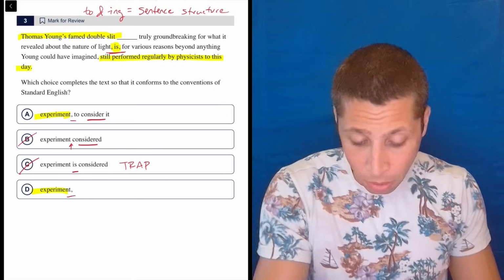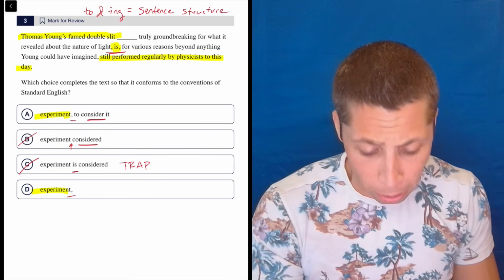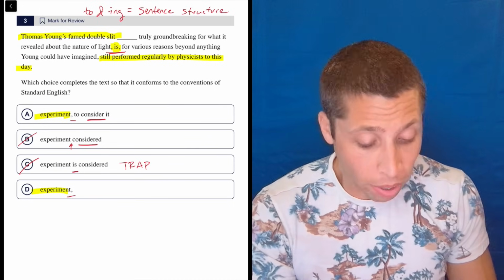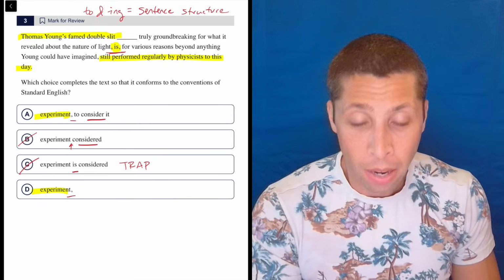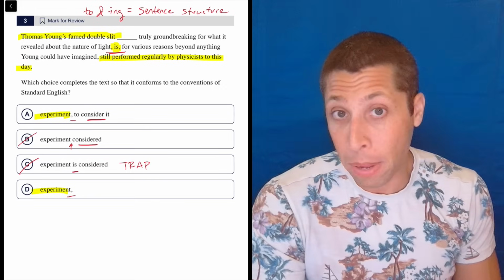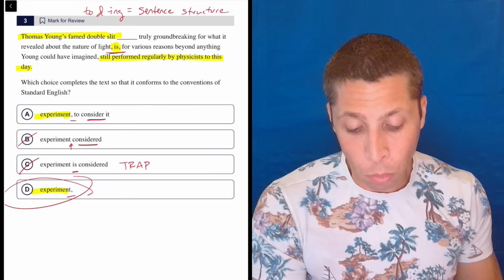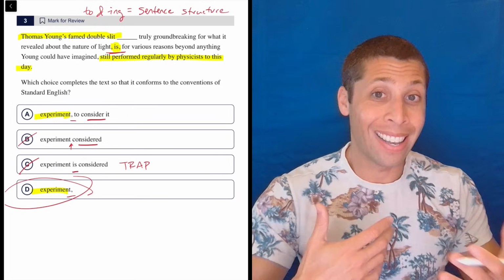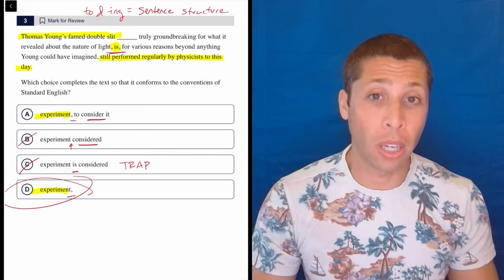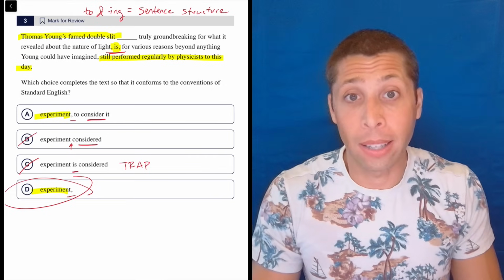So let's just try D, which completely removes this verb entirely. Thomas Young's famed double slit experiment, truly groundbreaking for what it revealed about the nature of light, is still performed regularly by physicists to this day. Well, it's not the version of the sentence I would write. I'd probably, again, write something more like B, but throw that comma in there. But it does work. Truly groundbreaking for what it revealed about the nature of light is just an extra little descriptive clause. We're using two commas to insert that description into the middle of the sentence. It's not the prettiest sentence, but it's grammatically allowed.